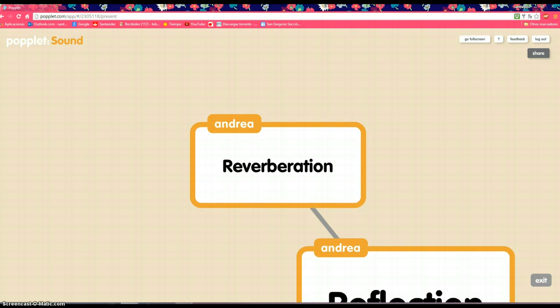When the original sound is reflected from walls and objects in a closed space, we hear a series of echoes. This is called reverberation. Cathedrals, gymnasiums, and indoor swimming pools are good places to hear reverberation.